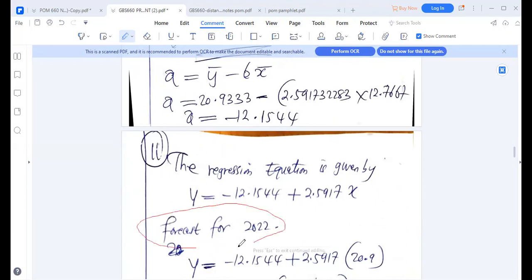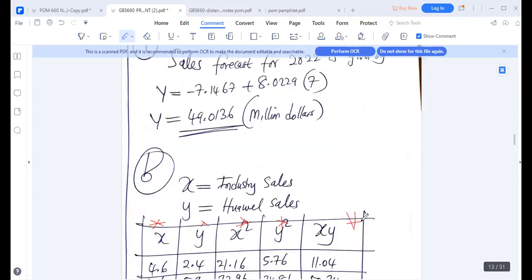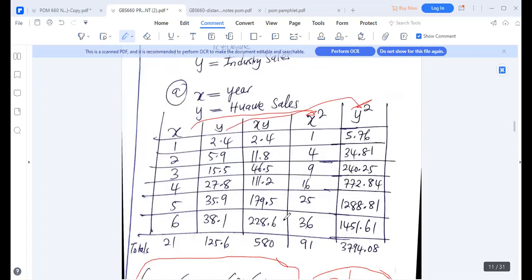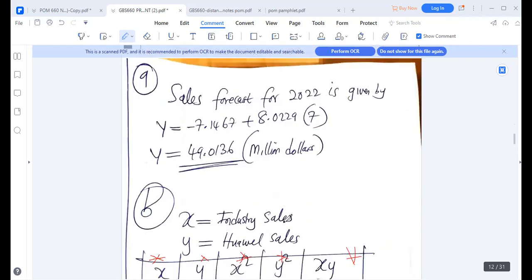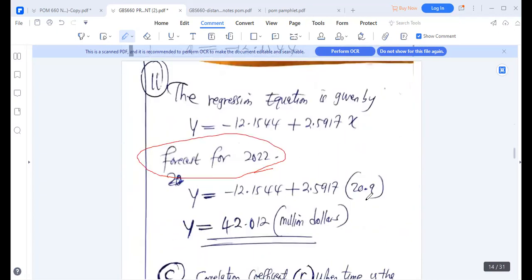Then from here, we are supposed to find the forecast for 2022. So the forecast for 2022 actually is supposed to substitute that here. They gave us that, find the forecast for 2022, given that all industry sales for X is 20.9. Substituting X at 20.9 here, in this kind of question, we got $42.012 million.